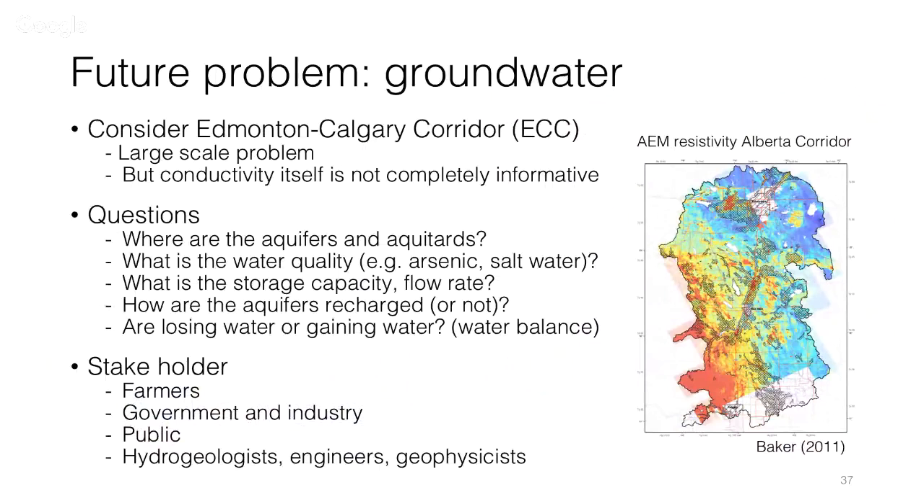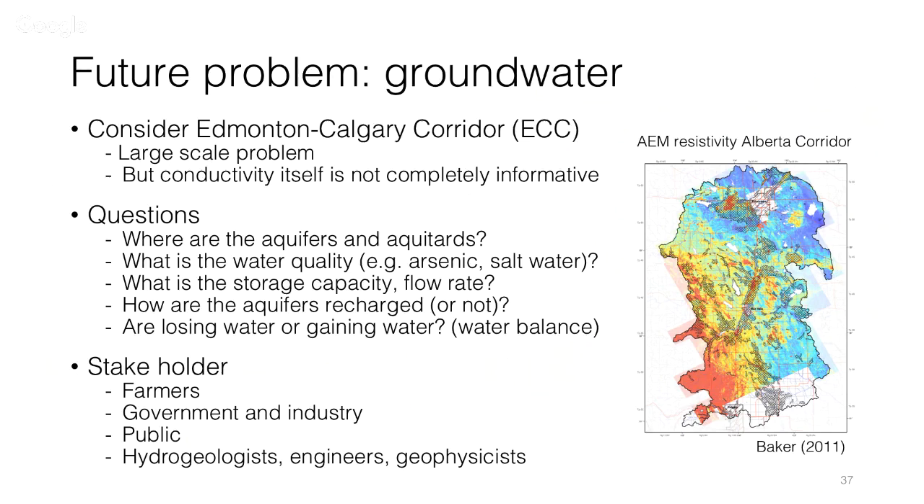I think this is kind of an interesting image and question. So this is that Edmonton-Calgary corridor I talked about. So it's a large scale problem, and you've flown all of this airborne EM over it, and you can convert it to get electrical conductivity. But really, it's a question of, okay, is that the end product? Is that what you really want? Because conductivity itself doesn't really translate to geology, and it doesn't translate to hydrogeology. So it plays a role, but it isn't a complete answer.